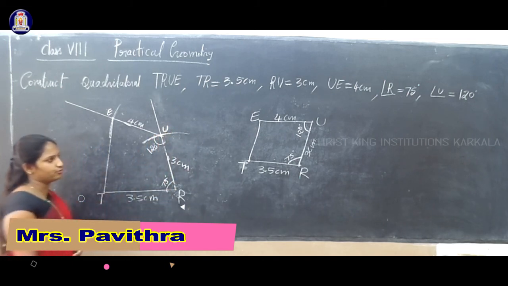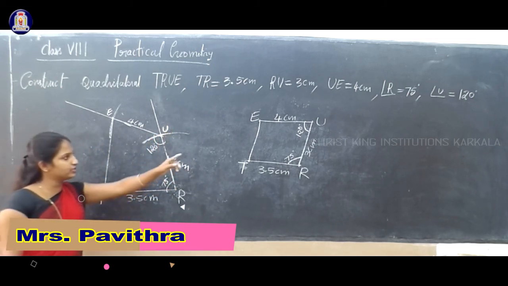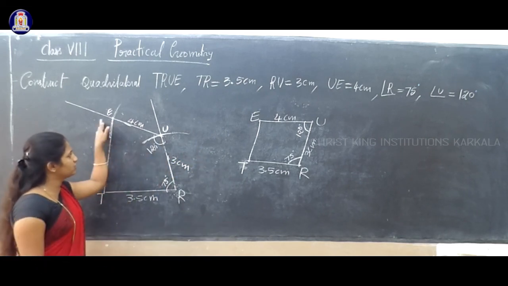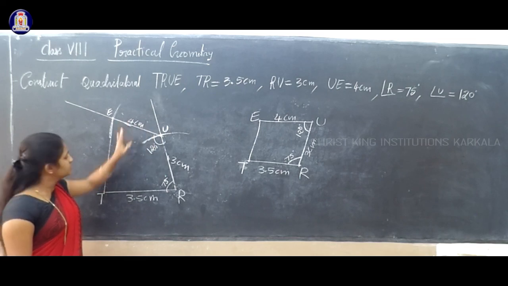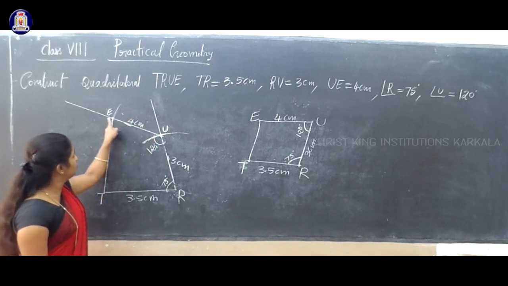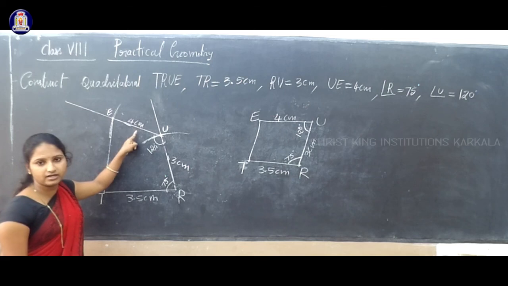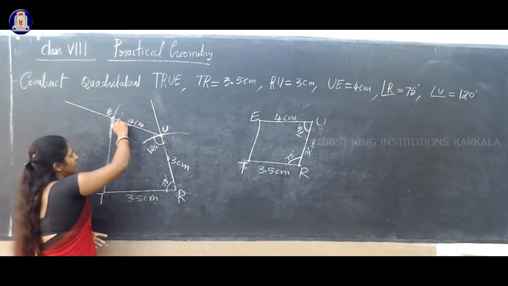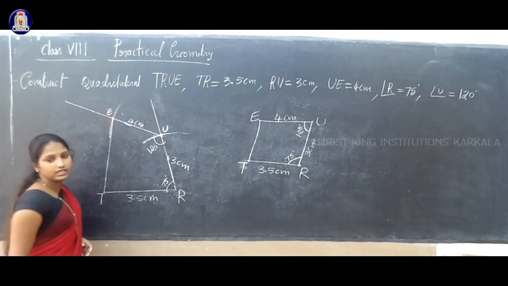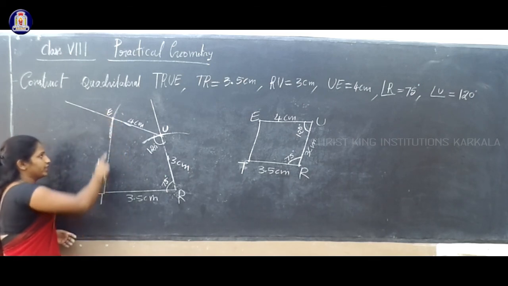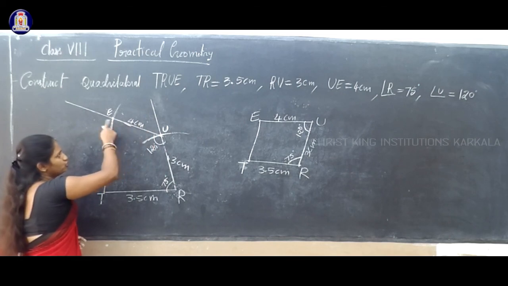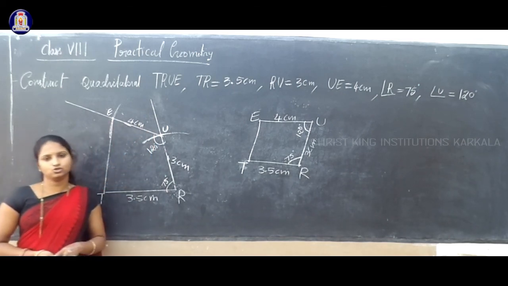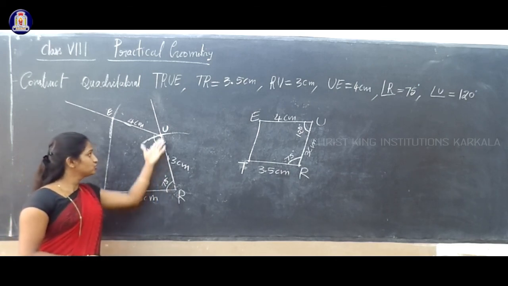Now next you have to measure angle U. Angle U is given, that is 120 degree. So measure 120 degree, and UE is given as 4 centimeter. In compass you have to take 4 centimeter, then cut the line at one point. That point is E. Next you have to join TE and UE. So now we will get the shape of a quadrilateral. It is quadrilateral TRUE.